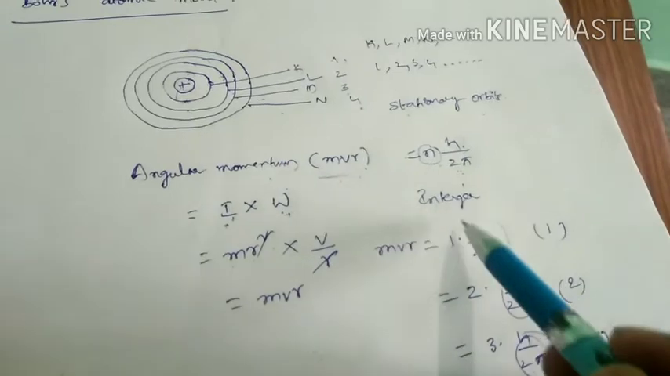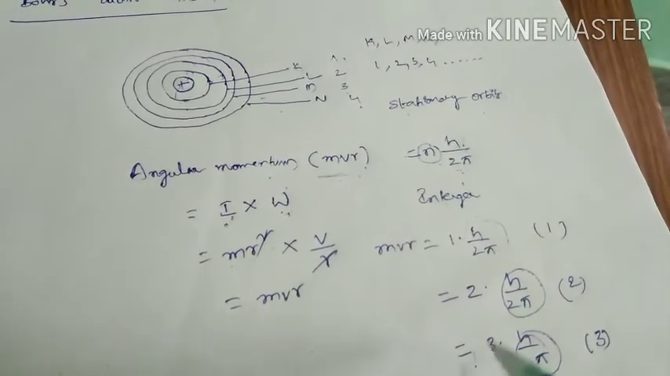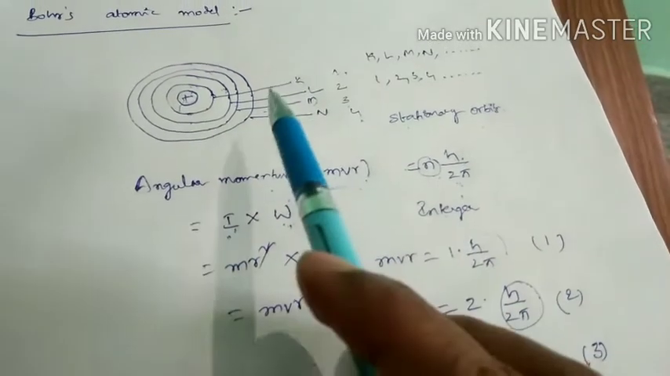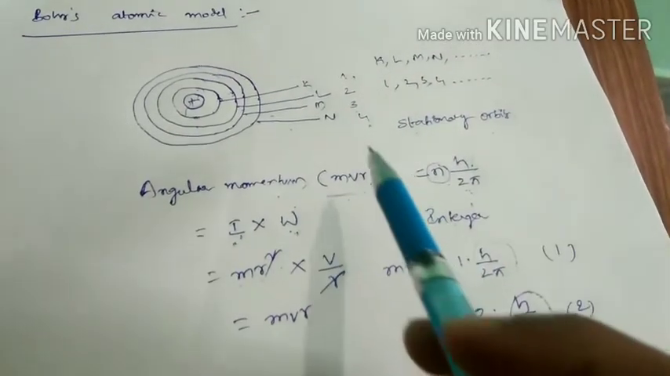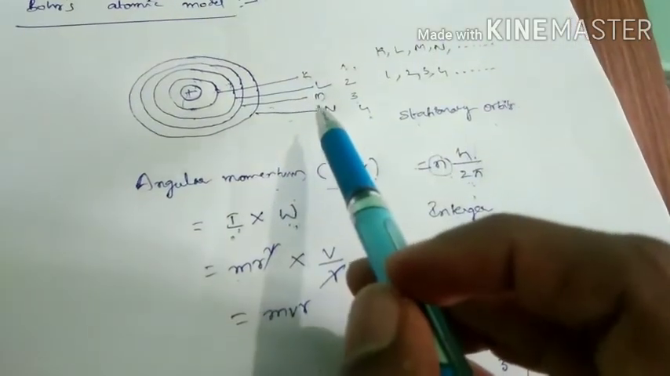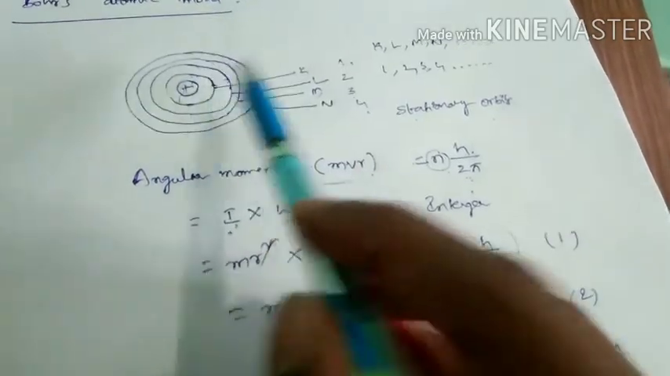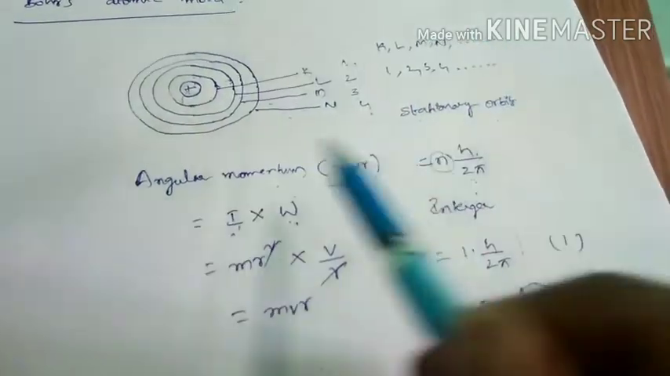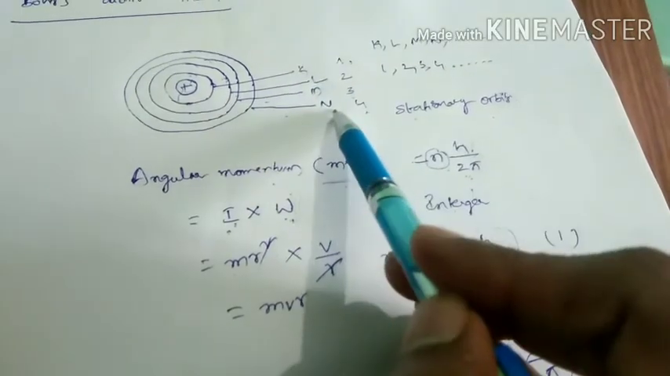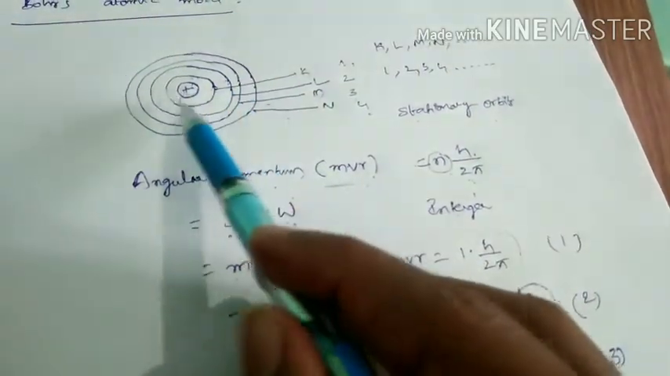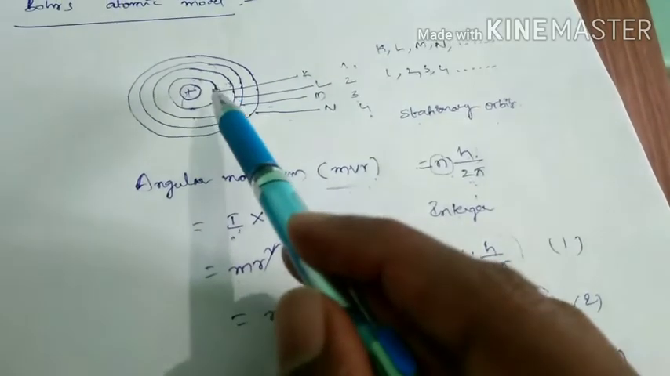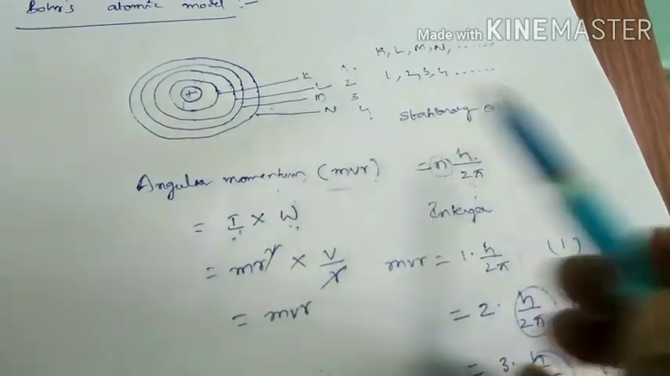So these are the postulates of Bohr's atomic model. I tell you once again, listen carefully. The first postulate: electrons revolve around the nucleus in circular paths called shells, orbits or energy levels. These are represented by K, L, M, N, or 1, 2, 3, 4. Next, when the electrons revolve in these orbits, they never lose or gain energy. That is why these are called stationary orbits.